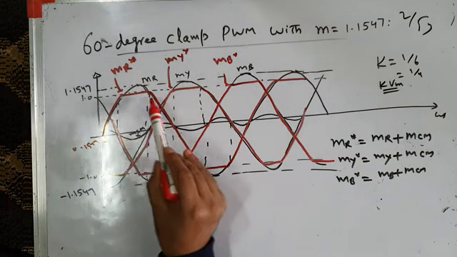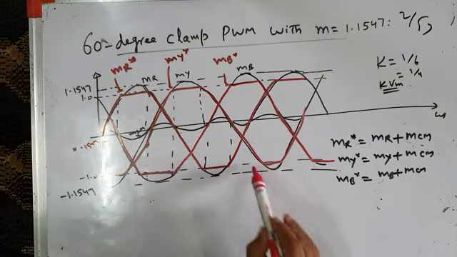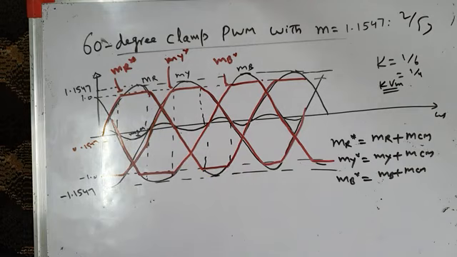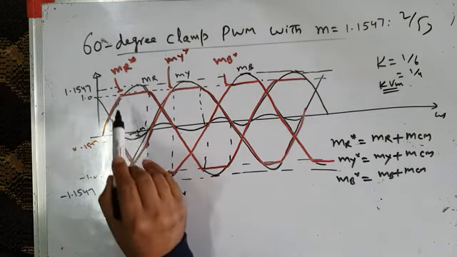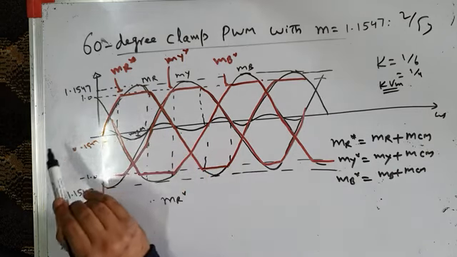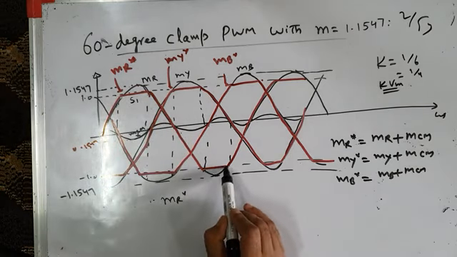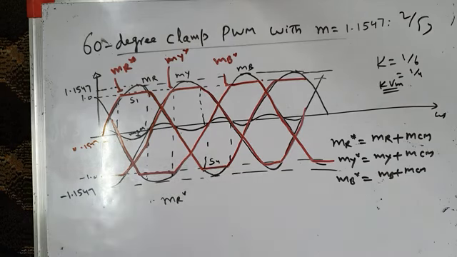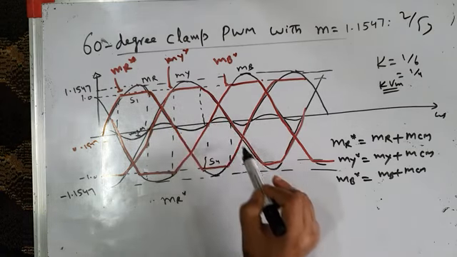So therefore, these modified modulating waves also get clamped to 60-degree interval, positive and negative. So therefore, my modulating wave MR star, for example, gets clamped to positive, it clamps my inverter phase leg R to positive DC bus over the 60-degree interval, and top switch S1 will be on. And in the negative half cycle, it clamps the phase leg R to negative DC bus and bottom switch S4 will be on.